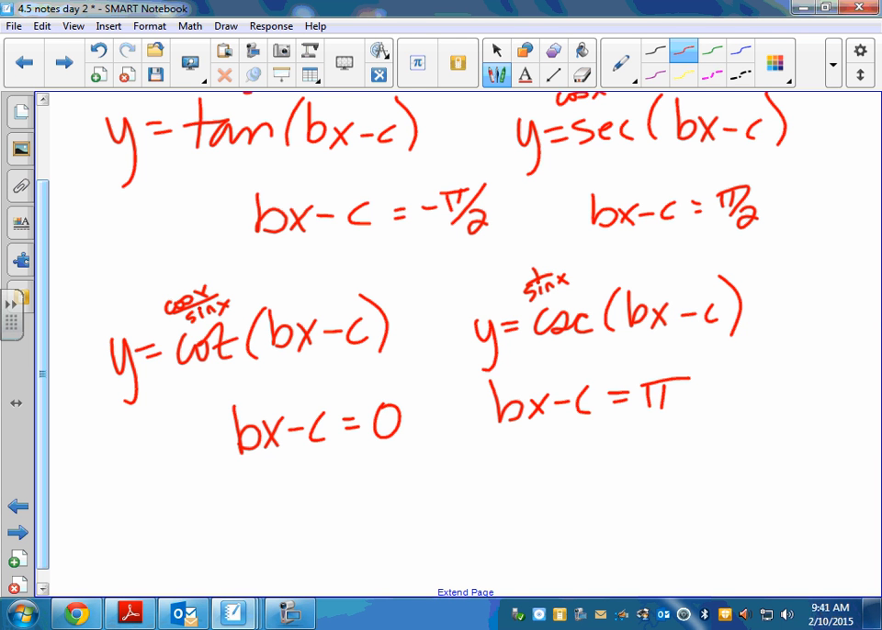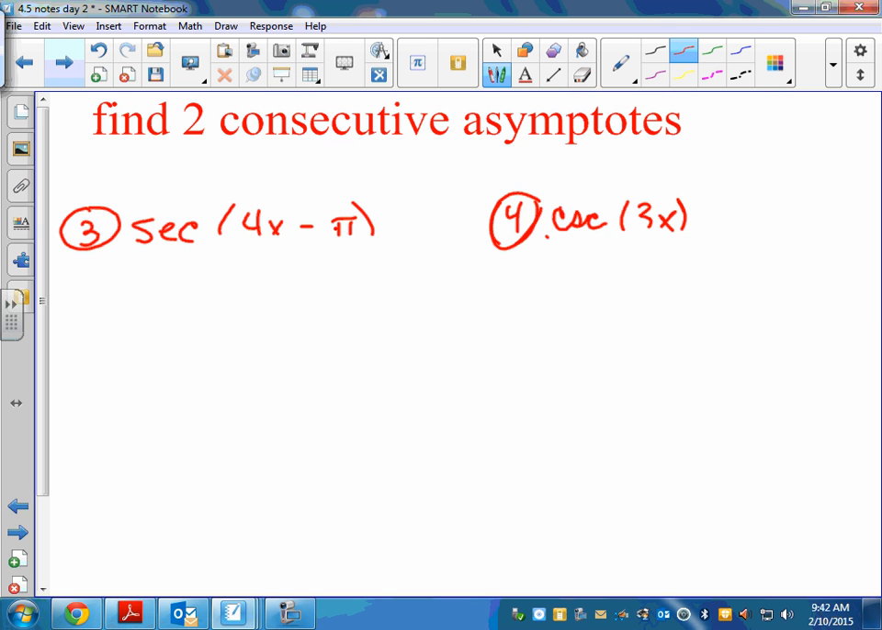So when you're graphing any of these, this is where you have to start. But also, when we have a test, I'm going to ask you some questions that just say find 2 consecutive asymptotes to see if you know how to set this up and solve it, that you don't have to graph. So look at the next example here. Find 2 consecutive asymptotes.